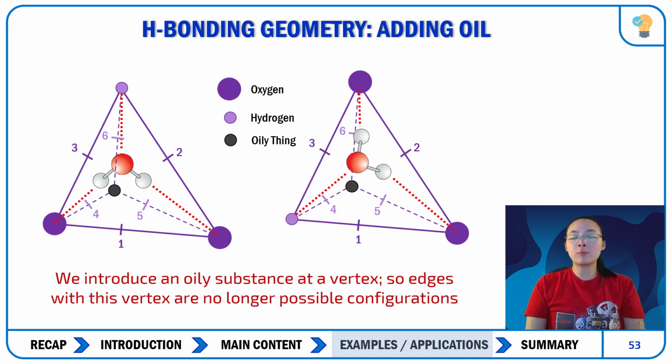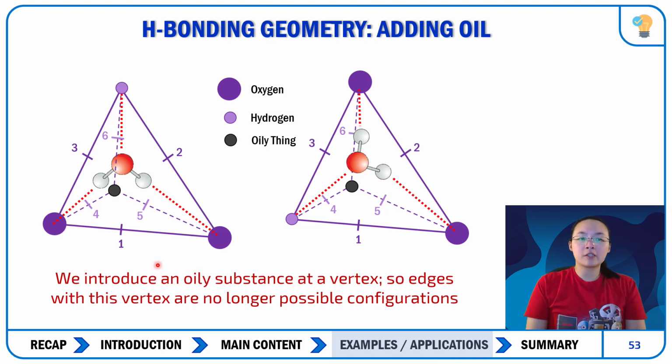So to follow up with what I've said before, in terms of what happens if you add some sort of oily substance, we can finally do a detailed analysis of hydrogen bonding geometry again, but replace the back vertex with some oily thing. So it's a hydrophobic molecule. It means that there's not going to be any interactions with it with any part of your water molecule. That means none of it's going to face the back.